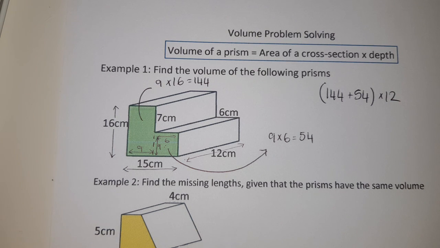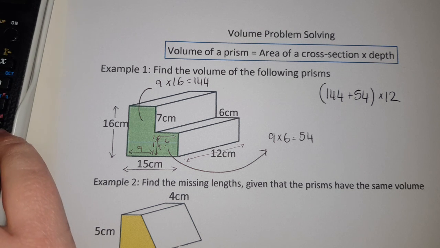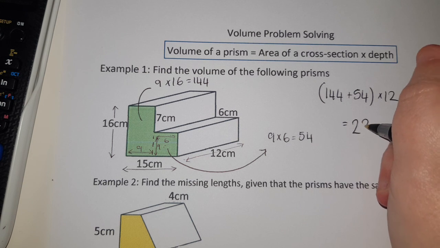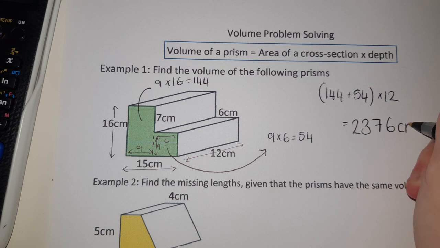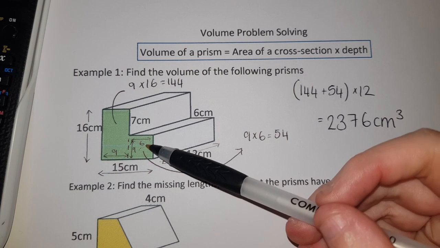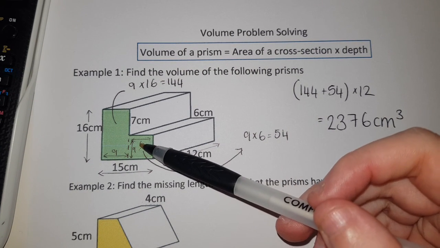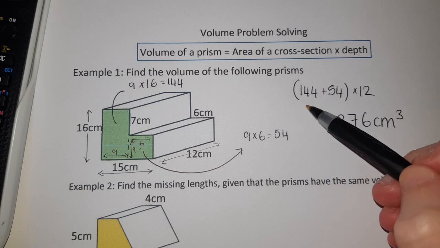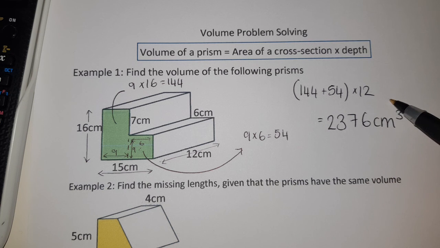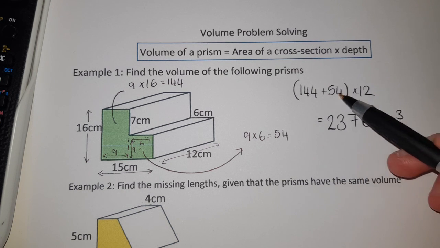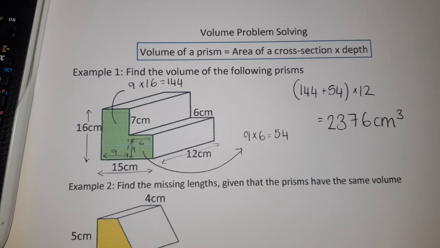So we've got 144 plus 54 times by 12 gives me 2,376. And it's centimetres cubed because it's a volume. So just remember, split the L shape up into rectangles, find the area of each rectangle, add them together, and then times it by 12. Just remember, if you're going to type it in all at once, you can do, but don't forget the brackets. Otherwise, your calculator will follow big maths and do the multiplication part first.